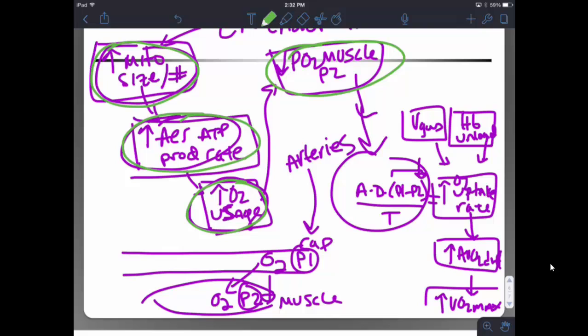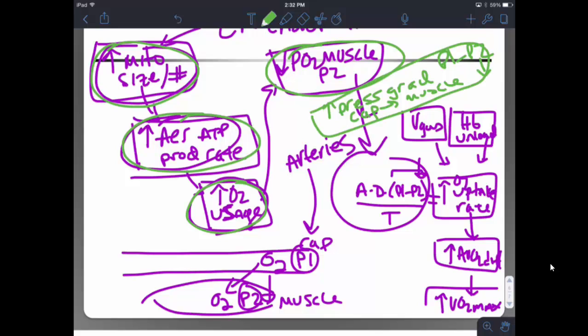Okay. Let's see, I missed something here. So in between here, this is true, but in between here what we're seeing is a greater pressure gradient. Okay, what gradient are we talking about? We're talking about the gradient between the capillary and the muscle. Okay, and a pressure gradient is P1 minus P2. And this gradient is increasing because P2 is dropping. Okay, this is P2. So a drop in P2 causes a rise in the pressure gradient.